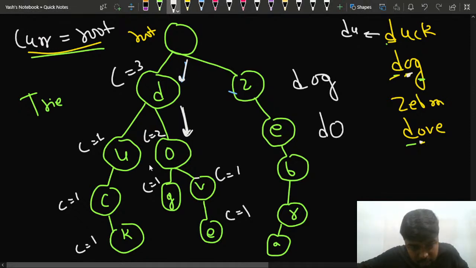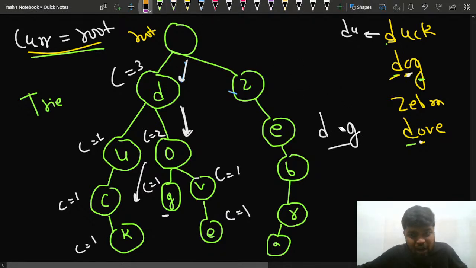Now I move down to G. The counter for this node G is 1, so I can represent it as DOG. As we already saw, we have to represent dog as DOG.